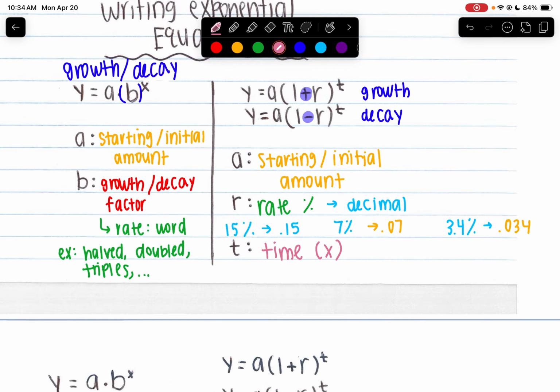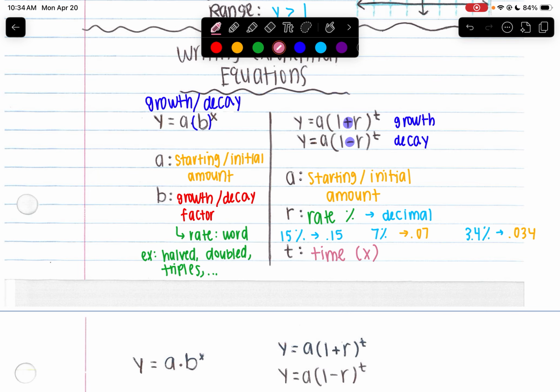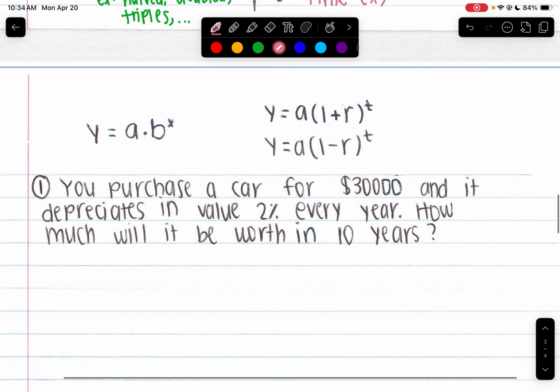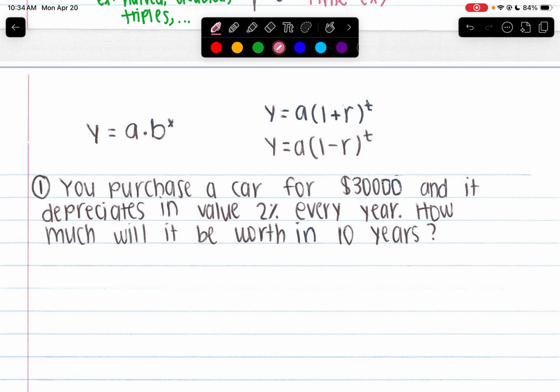Now, sometimes we call this X. So if the T makes you uncomfortable, you can actually replace that T with an X. Same thing, doesn't matter. All right, so now we're going to practice this with the next 3 problems. In these next 3 problems, you have to decide which formula to use, and then you can create the equation and then solve the problem.